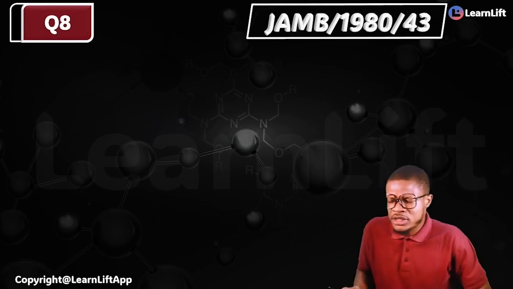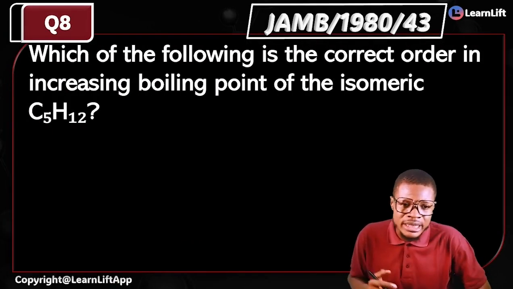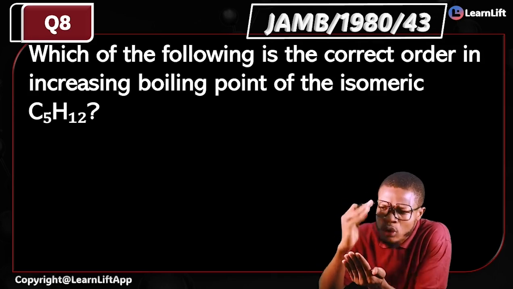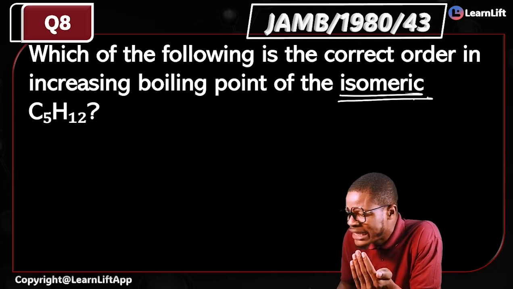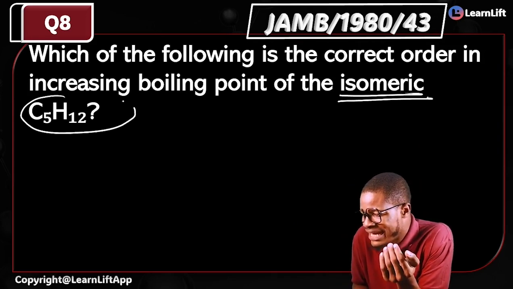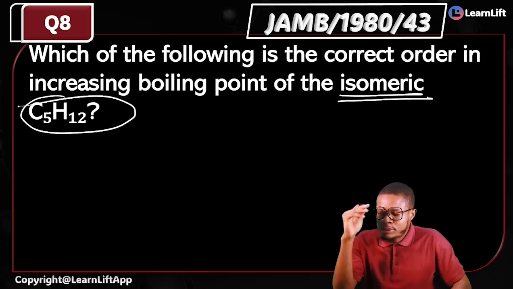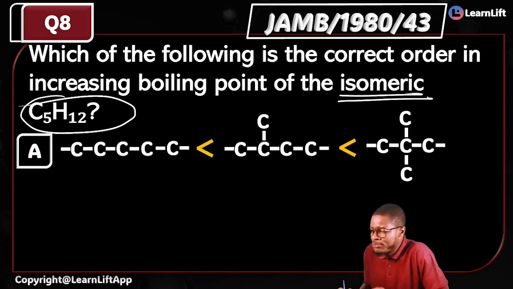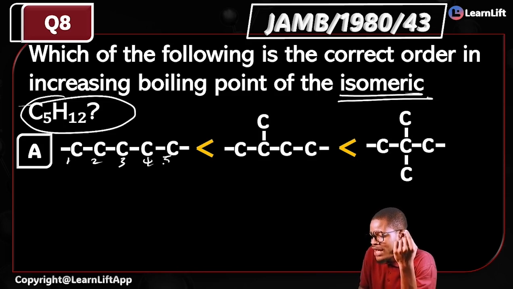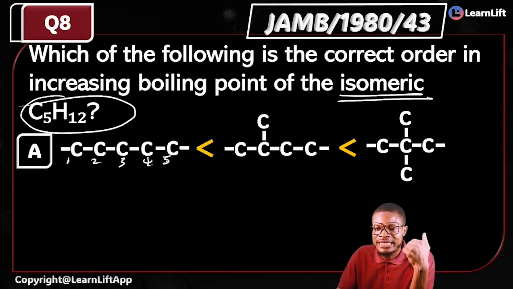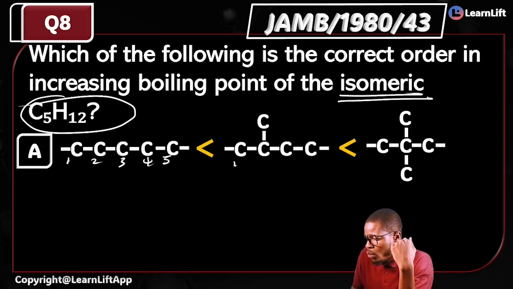Please follow me. The question is a bit complex here. The question says, which of the following is the correct order in increasing boiling points of isomeric pentane? Option A. Look at what they brought. Now, from this guy, look up very quickly. Follow me. Count. How many carbon is here? 1, 2, 3, 4, 5. N-pentane, normal pentane. How many carbon is here? 1, 2, 3, 4, and then 5.